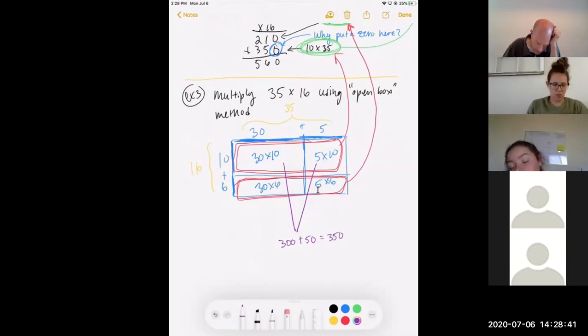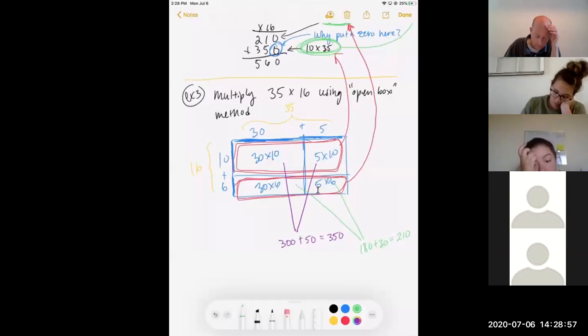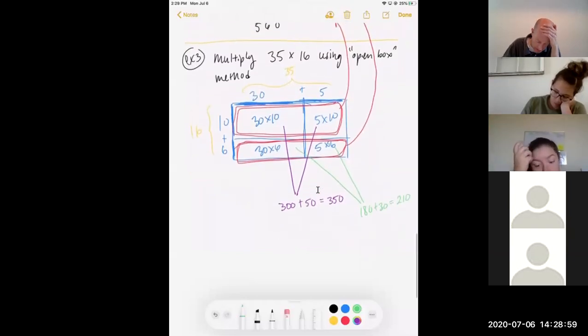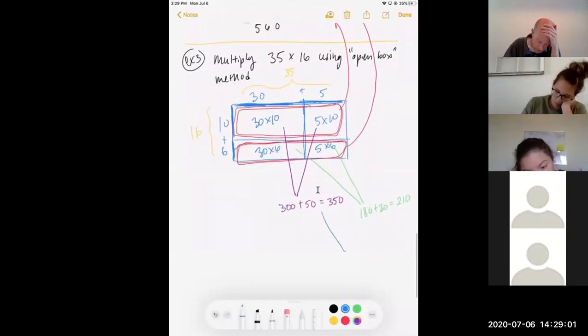And then I'm going to add these two together. That makes my 180 plus 30, and that was 210. And then both of them together add up to my 560.